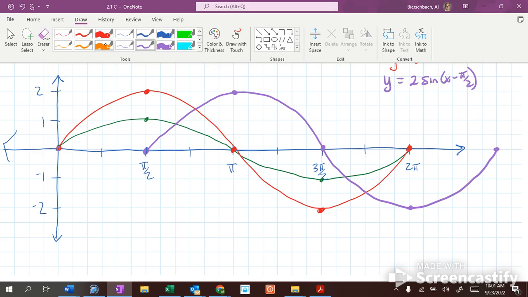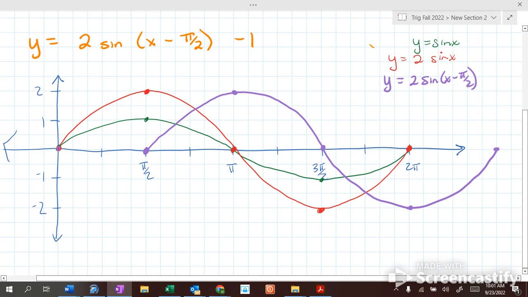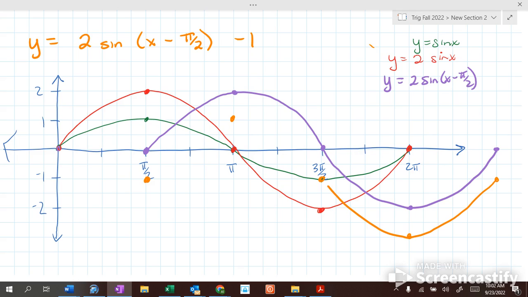Now, I'm to orange. This is my last step. What does the minus 1 in the back do? Down 1. 1 is 2 squares on my graph, so everything goes down by 1. I've just translated my graph. Okay, so 4 colors. Imagine that.